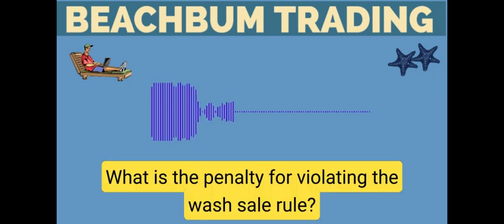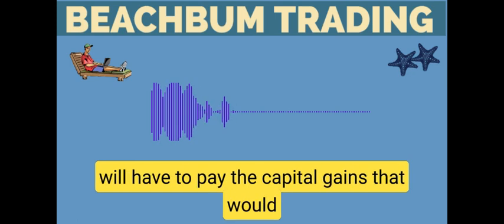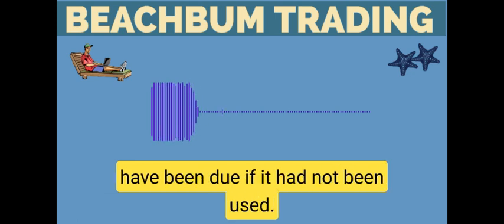What is the penalty for violating the wash sale rule? First, the deduction will be disallowed and the investor will have to pay the capital gains that would have been due if it had not been used.